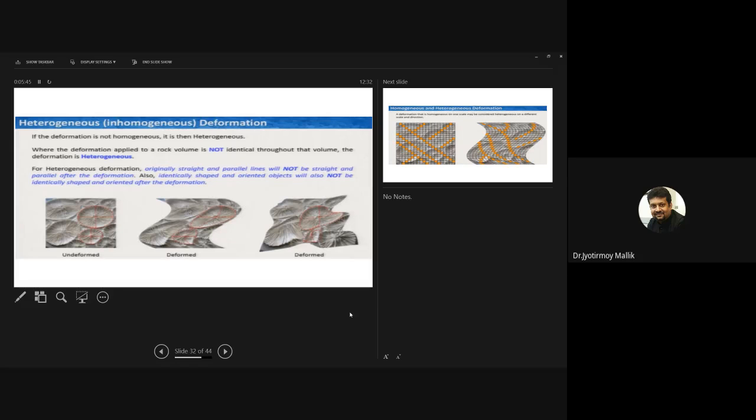Now, of course, the opposite is heterogeneous deformation. That means everywhere the deformation is not the same. These are two different examples of heterogeneous deformation. You can see this is the precursor rock. In the first picture it is deformed, and in the second picture it is also deformed. But if I take these individual strain markers and calculate the aspect ratio of these ellipses, I will see that it is different from one place to the other. So we will say that this is heterogeneous deformation.